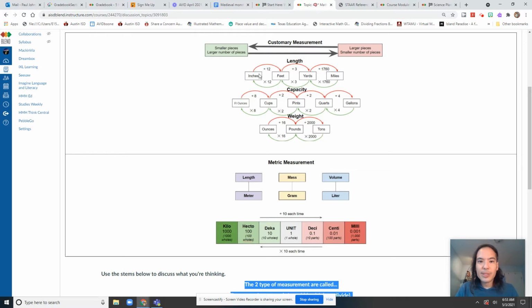Basically, here's your customary system. With length, we measure inches. When you have 12 inches, you get a foot. When you have 3 feet, you get a yard. When you have 1,760 yards, you get a mile.